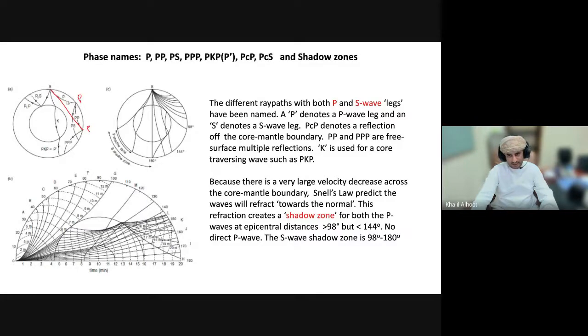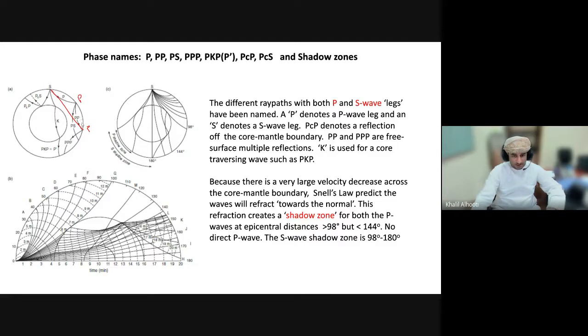It goes like that until it reaches a turning point. It goes deeper to reach the turning point and returns back to the surface. This one also has some deflection, but it never hits the boundary between the core and the mantle. So this is what we call direct P, directly from source to receiver.